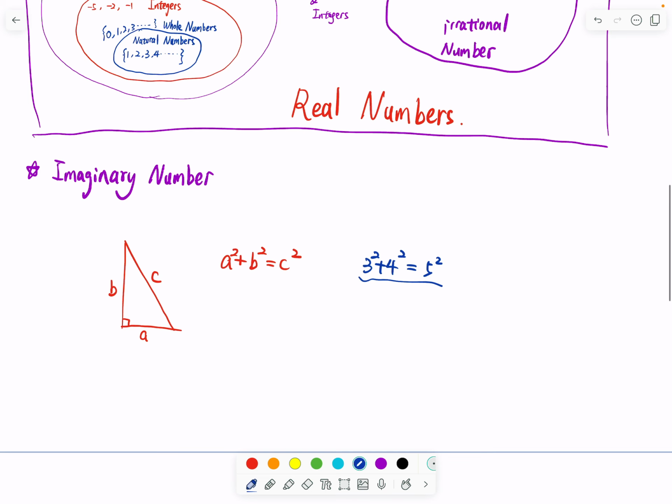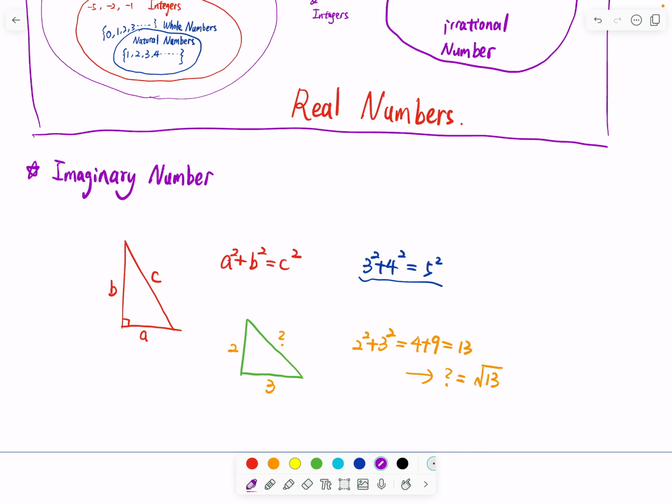So maybe we have a kind of triangle like that. Okay, so this one is 2, this one is 3. So how about the hypotenuse? You want to use this formula to do the calculation. It will become 2 squared plus 3 squared equals 4 plus 9 equals 13. But 13 is the question mark's square. So how to represent the question mark? Now we have the root. So the question mark equals root 13.